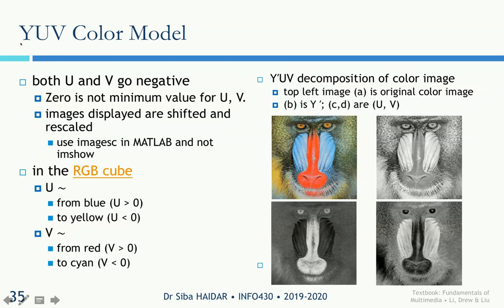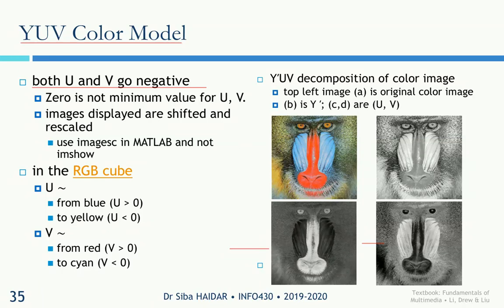We continue with the YUV color model, and here we will see together how we obtain this color model in just a second. So both U and V go negative, and zero is not a minimum value for U and V. So in seconds, when I display these matrices inside MATLAB, I have to scale them in order to show you the images as grayscales. But MATLAB is used to have values between 0 and 1 or between 0 and 255. So I have the U and V, this channel and this channel. They are not between 0 and 1, they have negative values. So I rescale in order for you to see the images, to see the primaries.